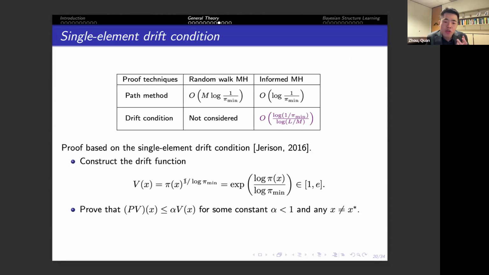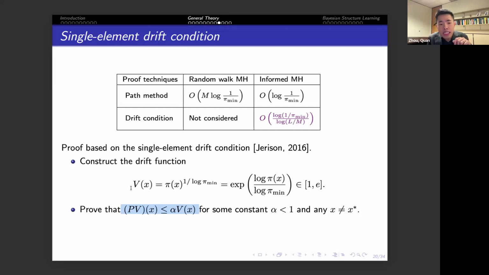So it is pi(x) raised to 1 over log pi_min, where pi_min is just the minimum posterior probability on the entire state space. So why do we choose this? I don't have a very good intuitive explanation. All I can say is that we actually tried many other drift functions, and none of them were able to give us the mixing time bounds that we were happy with. But this drift function just somehow makes the argument work. And once we have picked this drift function, the rest of the proof is more or less straightforward. You just try to verify this inequality by doing some algebra.